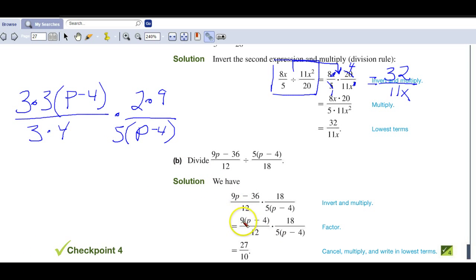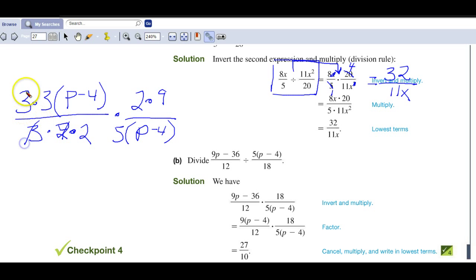So my 9 over here, I'm going 3 times 3. And my 18, I'm going 2 times 9. And my 12, I'm doing 2 times 4. Actually, I probably should do 2 times 2 times 2. There you go. So I put the 4 as that.